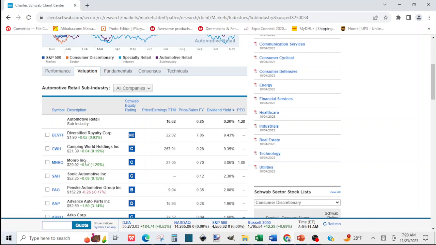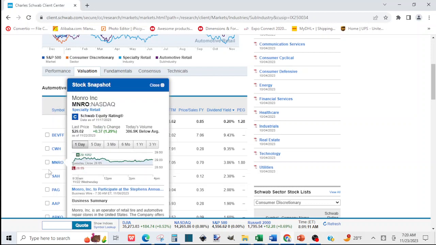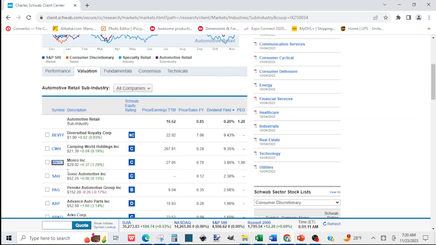And the third one is Monro, INC. It passed our criteria as well. And the symbol is MNRO. The price is $29. When it does that, you can just close it. $29.02. And the dividend is 3.86%. And then we will be done with this sub-industry.